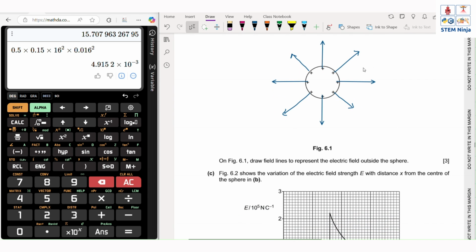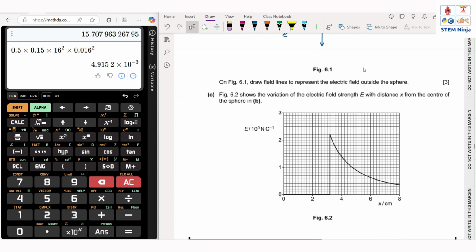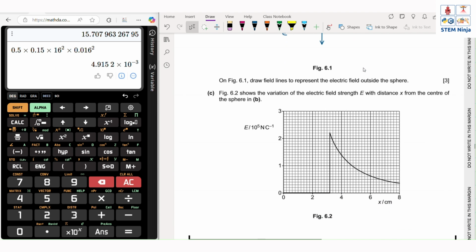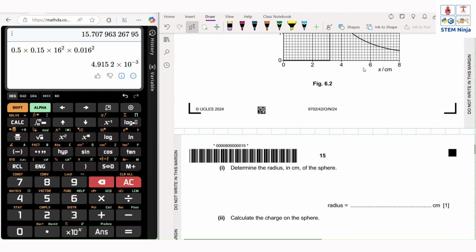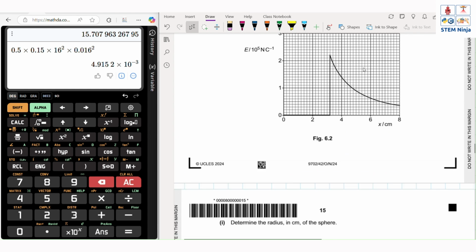Outwards because it's the positively charged sphere. Okay. Figure 6.2 shows the variation of electric field strength with distance x from the center of the sphere in B. Okay. Determine the radius in centimeter of the sphere.